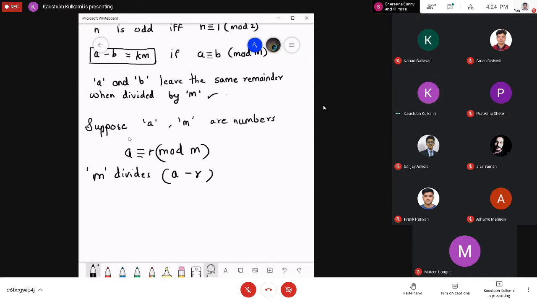So in terms of division, if you want to express it in terms of dividend, divisor, quotient, and remainder, you can write it as A is equal to the quotient, which we'll call Q, times M plus R. A is equal to Q into M plus R. So you divide A by M, and the remainder that you get is R.